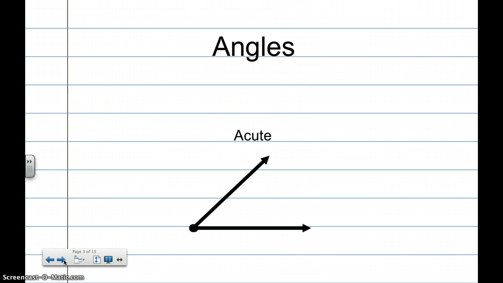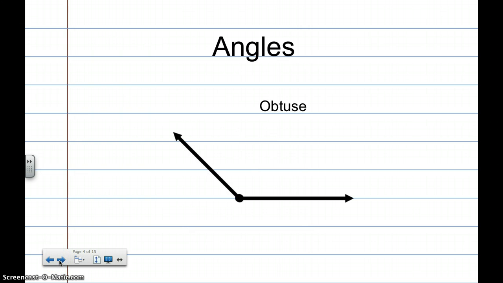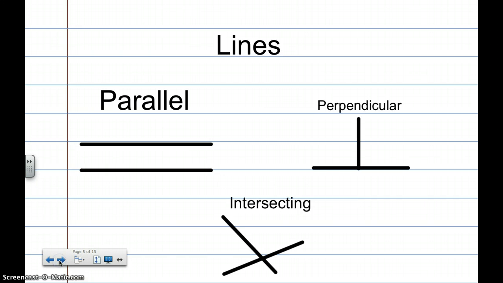This is an acute angle. I always say acute. It's very cute because it's very teeny tiny and it's smaller than a right angle. Then you have obtuse angles. Obtuse angles are bigger than 90 degrees, bigger than a right angle.